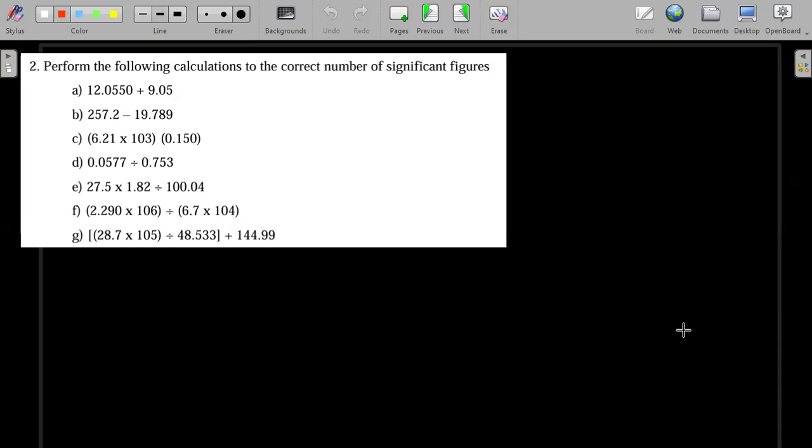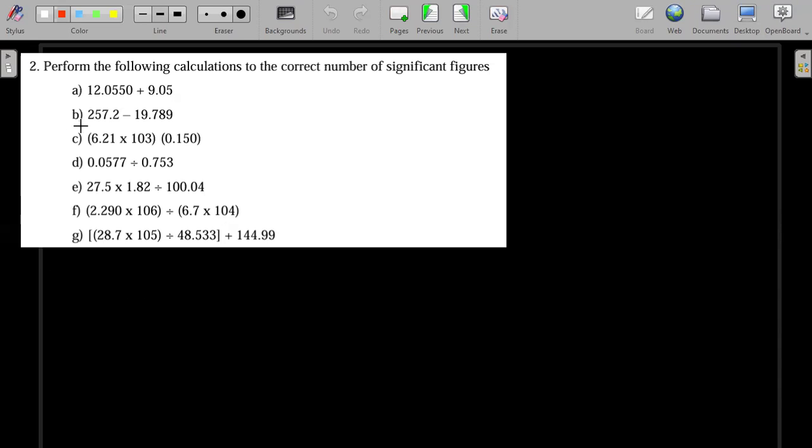By operations, I mean addition, subtraction, multiplication, and what? Division. So here, there are basically 2 rules that we have to follow. When you're adding 2 numbers or subtracting 2 numbers, and those 2 numbers have different numbers of significant figures, the answer that you get should have the same number of decimal places as the number with the least decimal places.